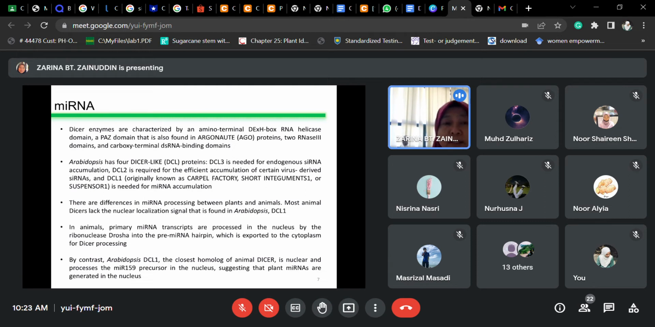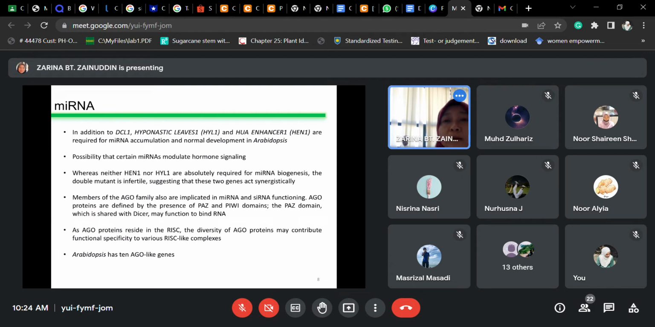So between plants and animals, there are differences. Most animal dicers lack the nuclear localization signal that is found in Arabidopsis DCL1. So in animals, what happens? The microRNA transcripts are processed in the nucleus by the ribonuclease Drosha into the pre-microRNA hairpin, and then it will be exported to the cytoplasm for dicer processing. While in plants, in Arabidopsis, DCL1, which is the closest homologue to animal dicer, is nuclear, and processes the microRNA159 precursor in the nucleus, suggesting that plant microRNAs are actually generated in the nucleus, which is totally different from animals.